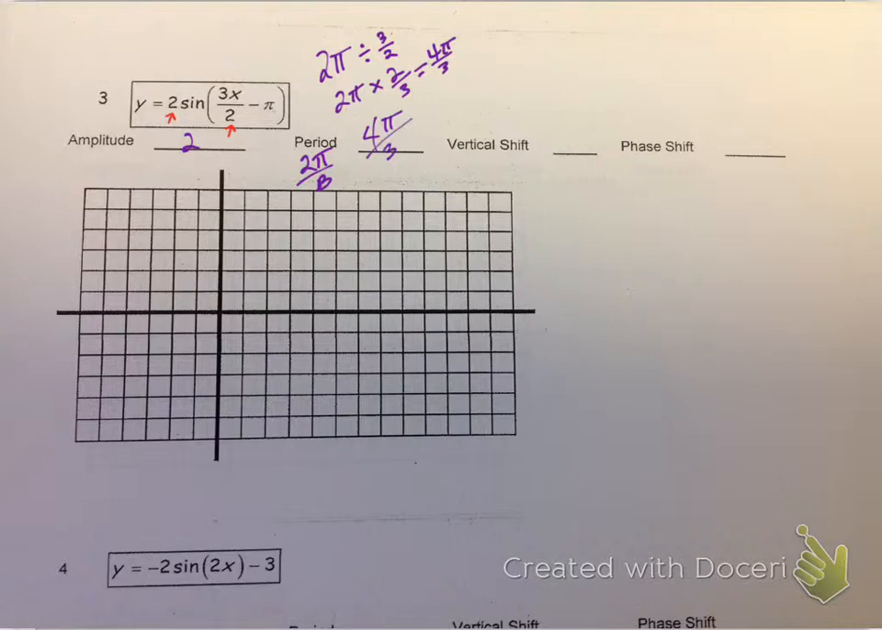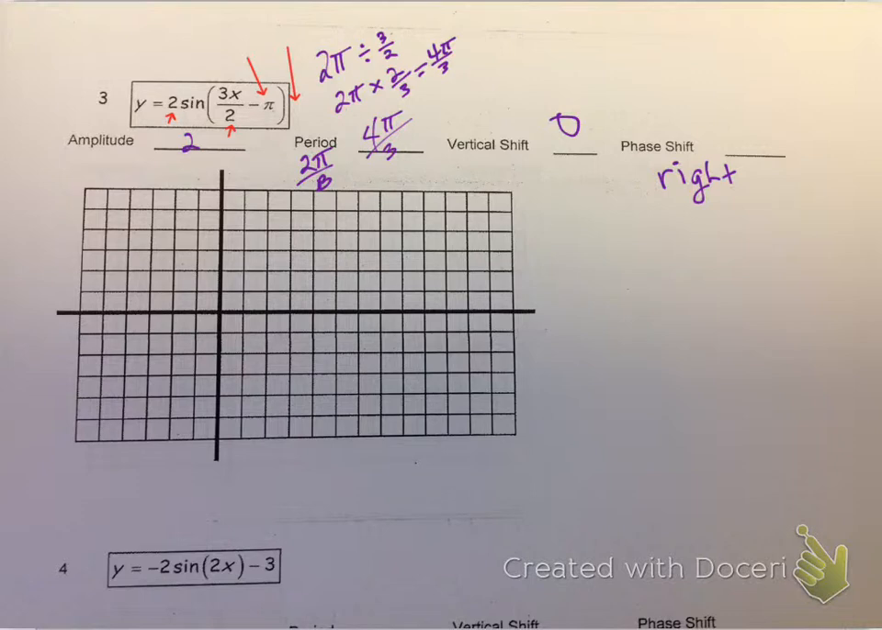Our vertical shift, well, there is none. How do I know that? Because there is no D, nothing outside of there. However, there is a shift. I see a negative sign here, so I know it is going to move to the right. I saw that minus sign, I know it's going to.